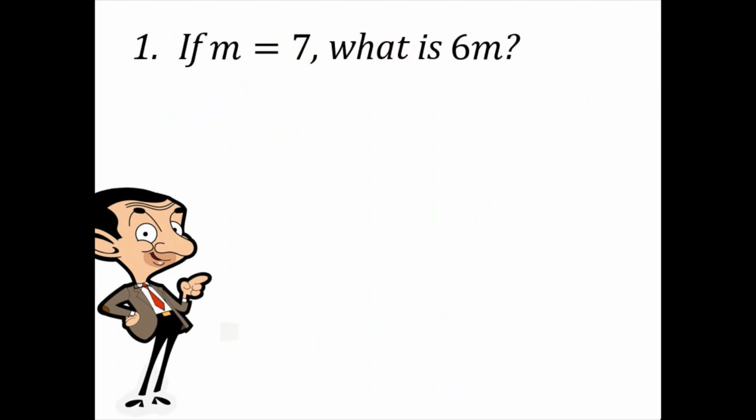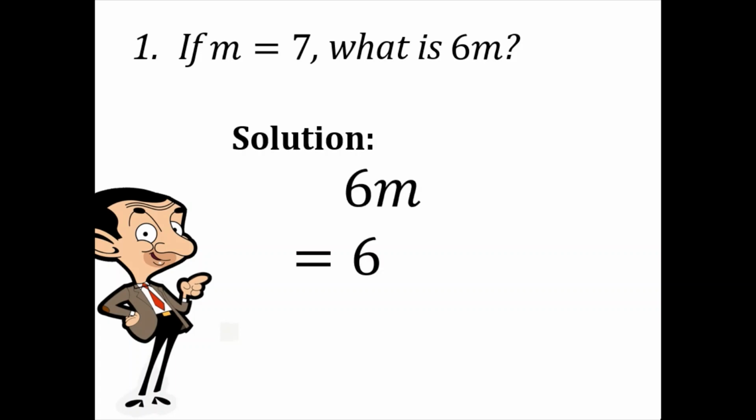Okay, let's try to answer each of the items. Number 1. If m equals 7, what is 6m? We are asked to evaluate here the expression 6m if m is 7. To solve, the expression is 6m, copy 6, substitute 7 to m, so that's 6 times 7, and the answer is 42. The value of 6m is 42 when m is 7.